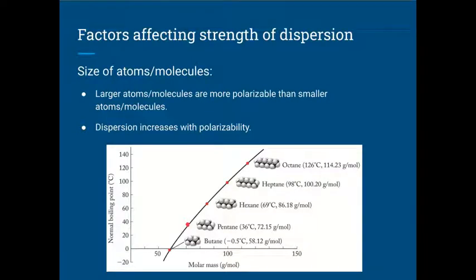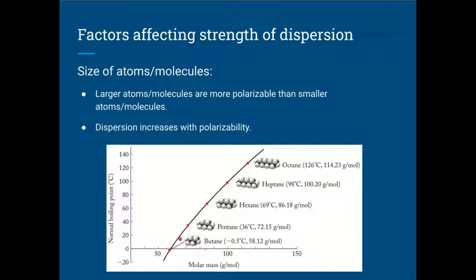Here are some different factors that affect the strength of that dispersion force. The size of atoms and molecules. Larger atoms and molecules are more polarizable, so they're kind of squishier than smaller atoms and molecules. Dispersion increases with polarizability. So if we take a look here, on the x-axis we have molar mass, which is size, and then we have the boiling point in degrees Celsius.